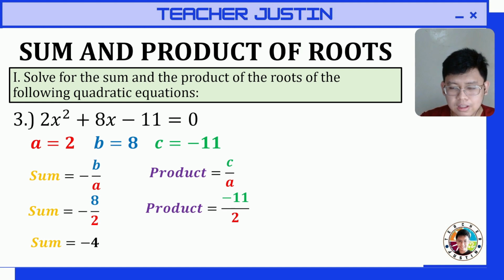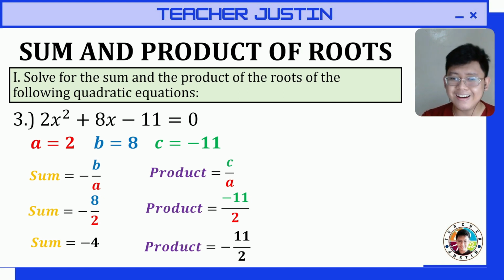So, negative 11 over 2, simplify natin. Since hindi na natin siya mas-simplify, our product will be negative 11 over 2. Now, our sum is negative 4. Our product is negative 11 over 2. And that's it. Ta-da! Alright.